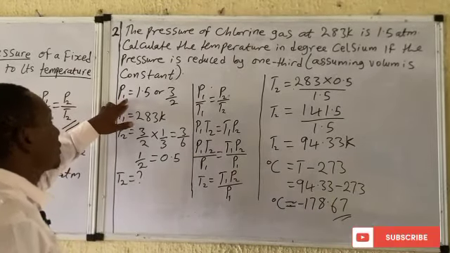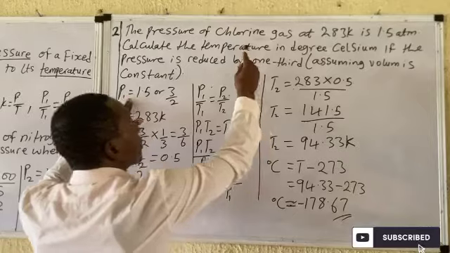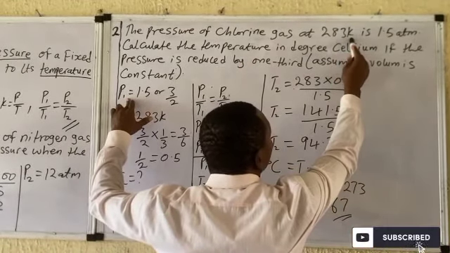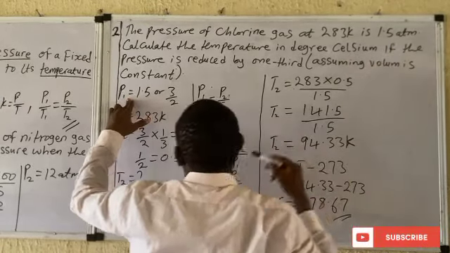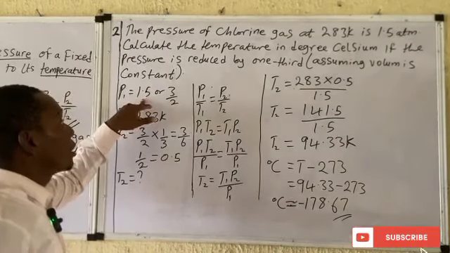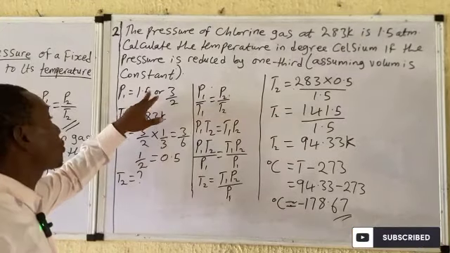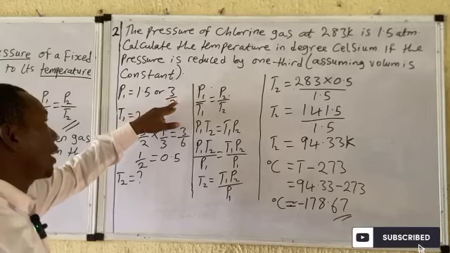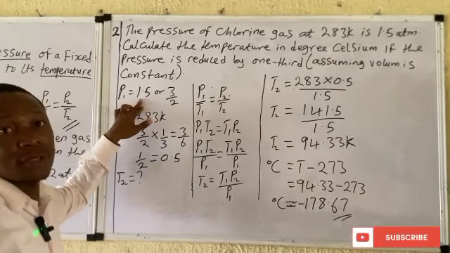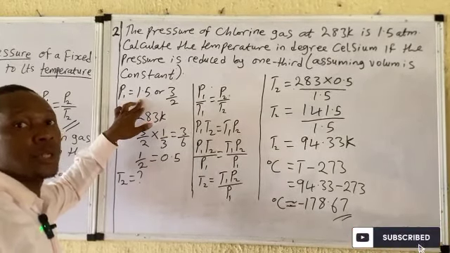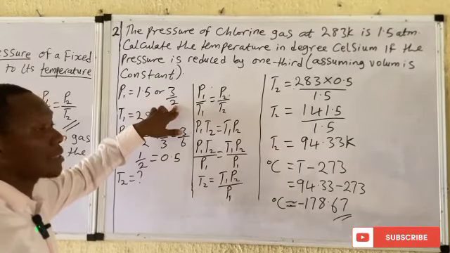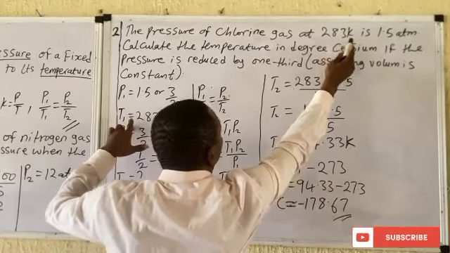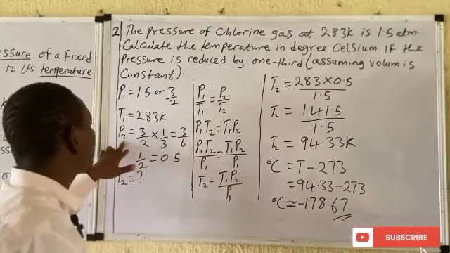So P1, remember we have chlorine gas at 283 Kelvin, is 1.5. So 1.5 is our P1. If you want to change it to a fraction, you can just use 2 to multiply both the numerator and the denominator. You now have 3/2. But you can use this since you're using your calculator. Assuming you're doing an exam without a calculator, you can decide to use this. So what about T1 at 283 Kelvin? This is T1. What about P2?